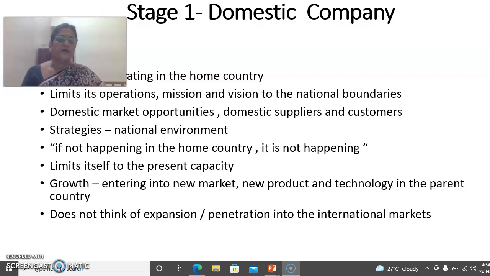It limits itself to the present capacity. It does not think of expanding the capacity of production. When it wants to grow, it grows by entering into a new market, by producing a new product and by using a new technology in the parent country. It does not think of expansion or penetration into the international markets.